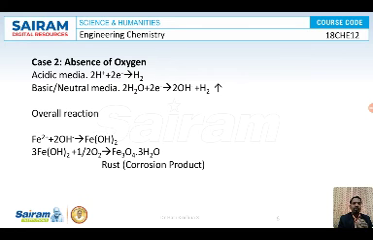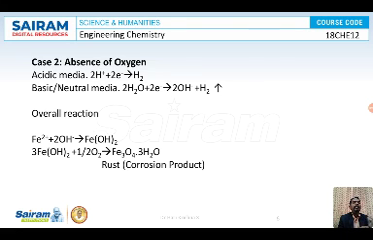Next, in absence of oxygen. In acidic media, we know that there are H+ ions. So H+ ions plus electrons. Reduction means accepting electrons. Oxidation means loss of electrons. So H+ ions accept electrons to give hydrogen. Basic or neutral media means water only will undergo reduction. So water molecules accept electrons to give hydroxyl ions.